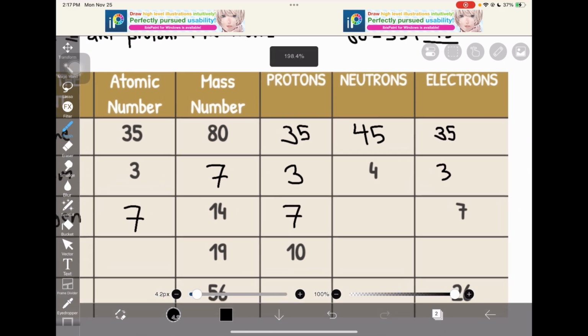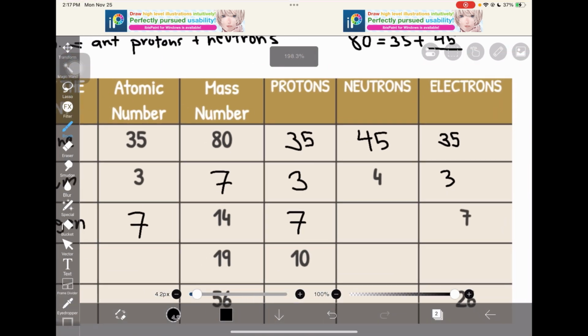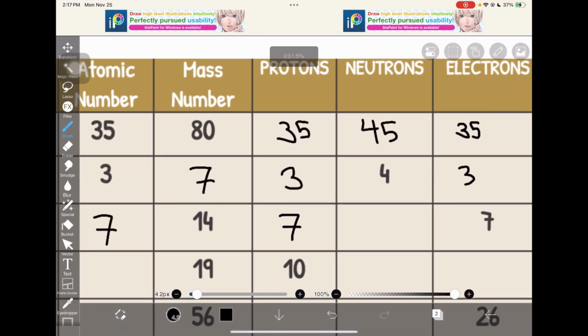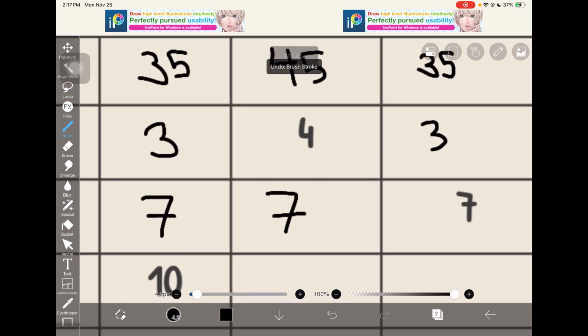And then finally, we have to solve again for the amount of neutrons. So 14 equals 7 plus something, which if you subtract 14 minus 7 is equal to also 7.